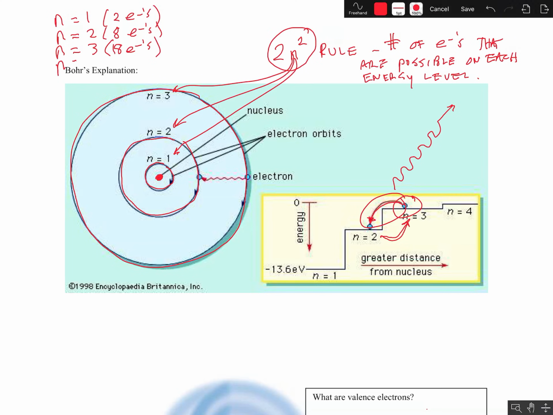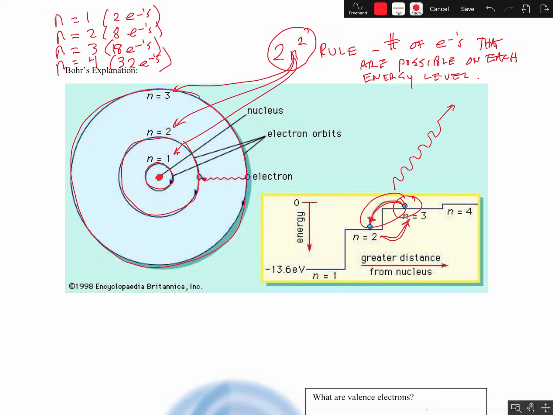Let's do one more just for fun. The fourth energy level, N would be 4. 4 squared is 16 times 2 gives us 32 electrons can be held on the fourth energy level. And so on. It's called the 2n squared rule. Now, it's interesting to note that these energy levels can hold up to that number of electrons. However, they reach a stable state oftentimes with fewer electrons.